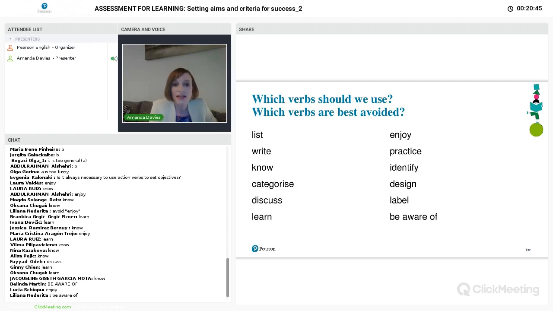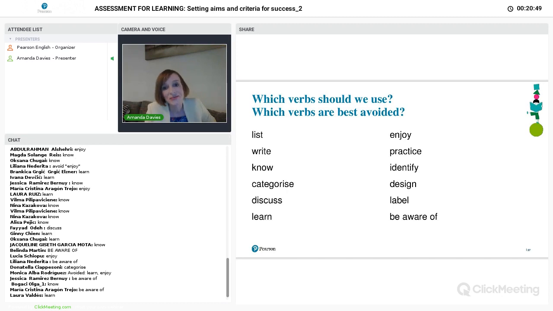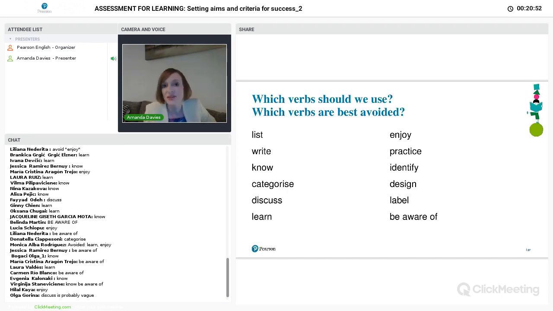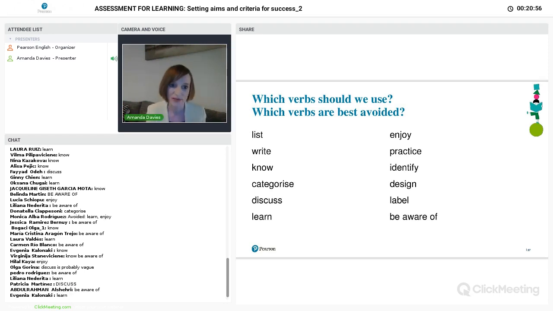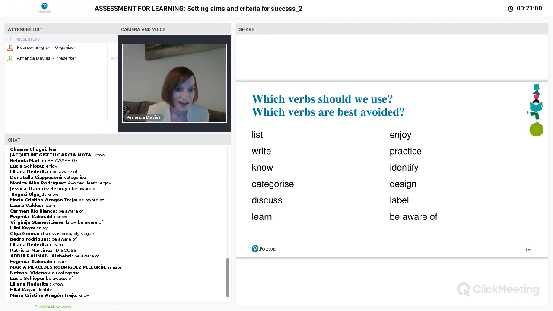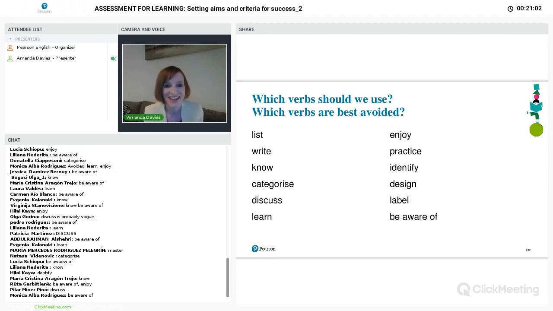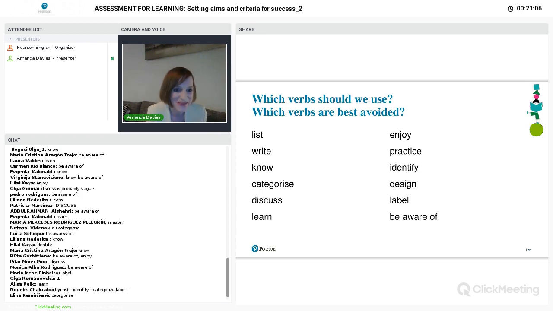Know as well. Again, we can't guarantee that someone will know something. Enjoy, we want students to enjoy learning, but again, they're not going to enjoy everything. We can't ensure. Of course, be aware of is very difficult to measure. Master, Maria's added another one there that I can add to my list for next time. Yeah, to master something, what does that mean?